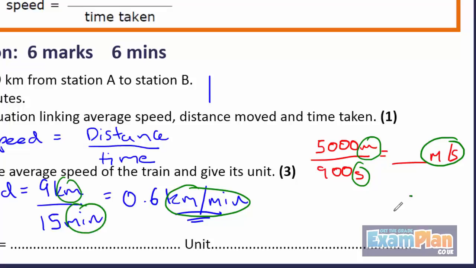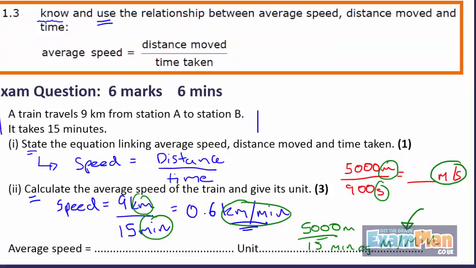If this answer space here had dictated the type of unit it wanted, then you would have had to make the appropriate conversion. For example, if it had wanted metres per minute, we would have had to convert the kilometres into metres and use the time in minutes. However, here we have the option, so let's not make any hard work for ourselves.